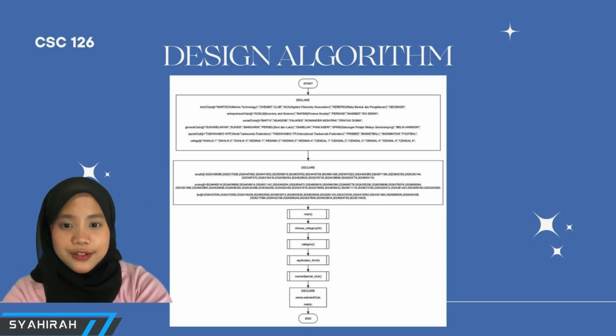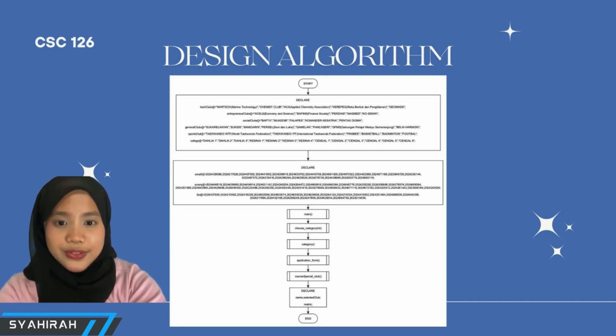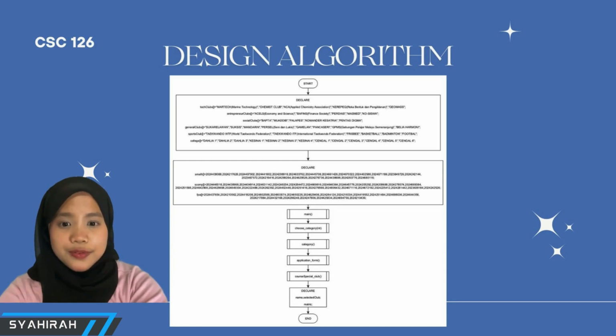Alright, let's quickly go through this flowchart, which outlines the student position application system. It all starts with initializing different clubs, classes, and student categories through variable declaration. Then the main function takes over, guiding the user through the process. First, the system prompts the student to choose a category using the choose category function. Based on their choice, the category function refines the selection.